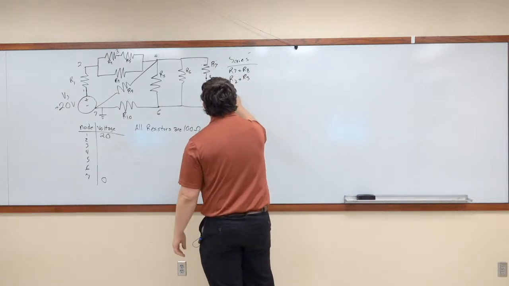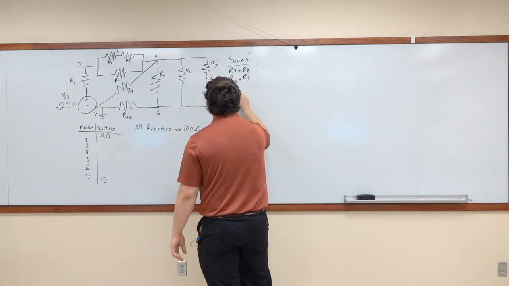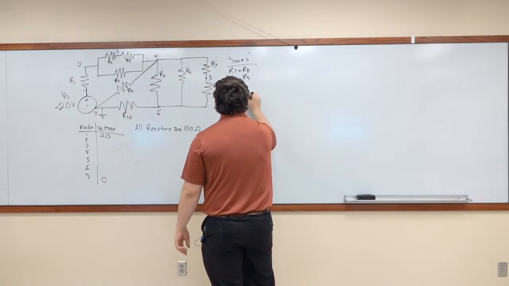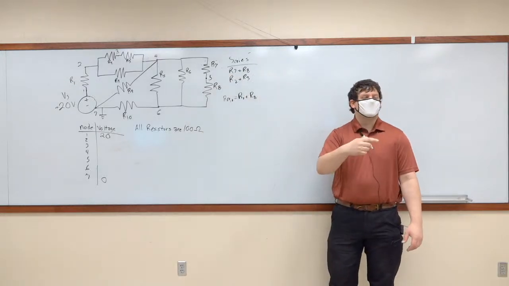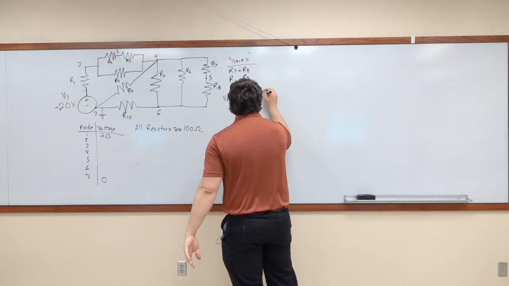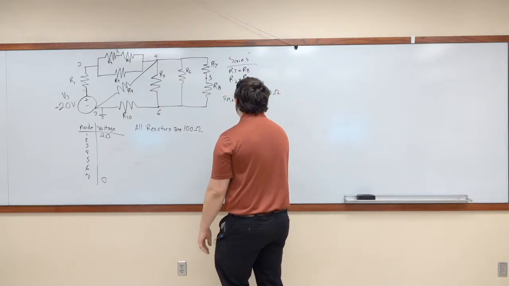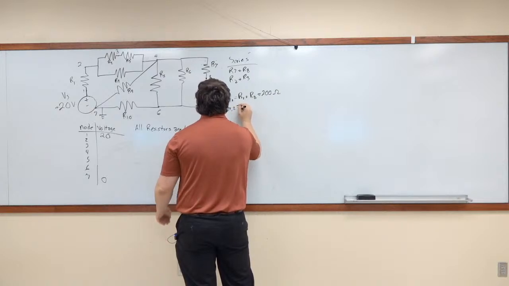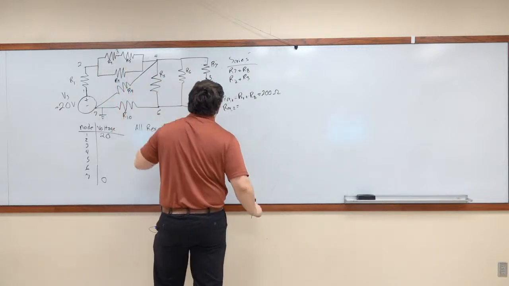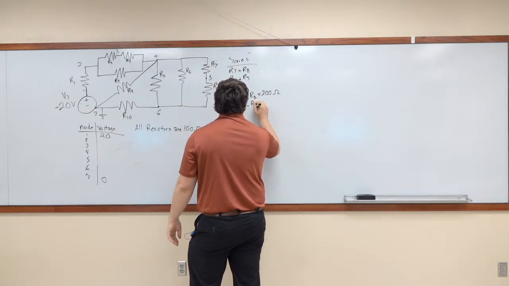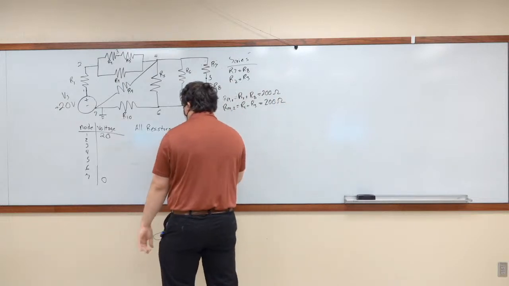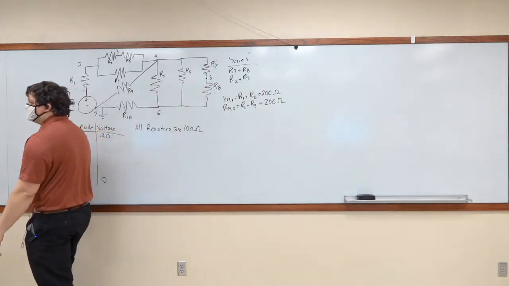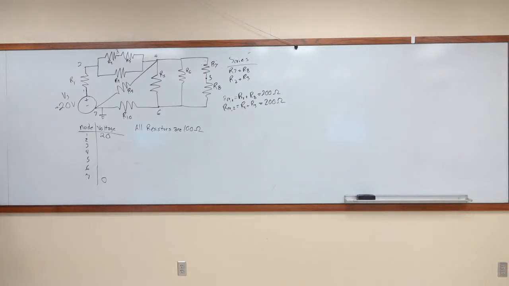All right, so we're going to go ahead and say REQ1 is equal to R7 plus R8. Okay, this is in series, so we can just directly add them. They're both 100, which means that REQ1 is equal to 200 ohms. REQ2, we're going to say, is equal to R2 plus R3. Both of them are 100, so we can just add them. The equivalent resistance of 2 and 3 together is equal to 200 ohms. Aight.